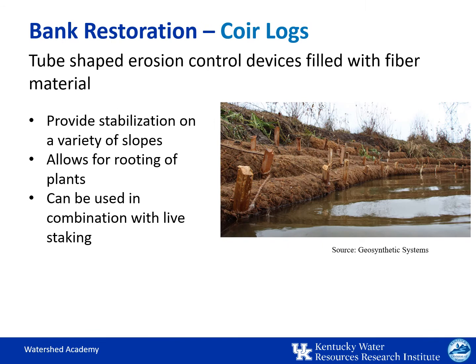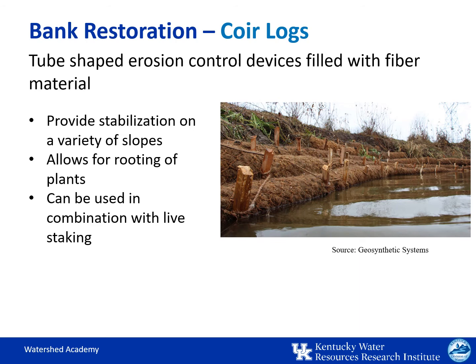Moving away from the rock-based stabilization techniques, we come to coir logs or fiber rolls. These are tube-shaped erosion control devices filled with a variety of materials such as straw, coconut fiber, or composted materials. Each roll is then wrapped with a netting like burlap or coir to provide longevity. These rolls or logs are staked into the bank and allow for the rooting of plants or live stake trees to grow over the surface. When installed in combination with straw mulch and erosion control blankets, these can be used to armor even steep slopes while providing habitat.